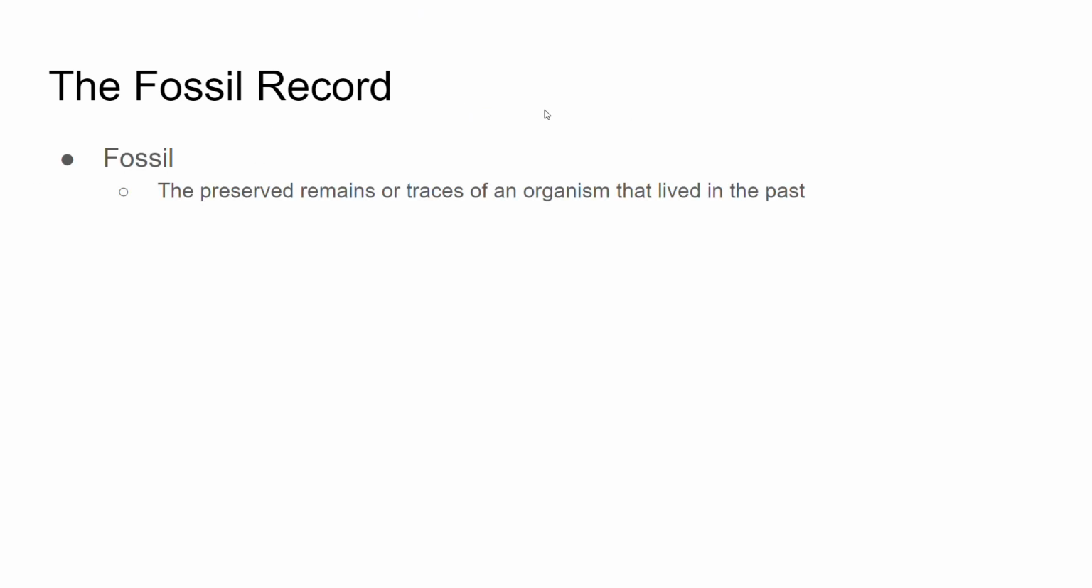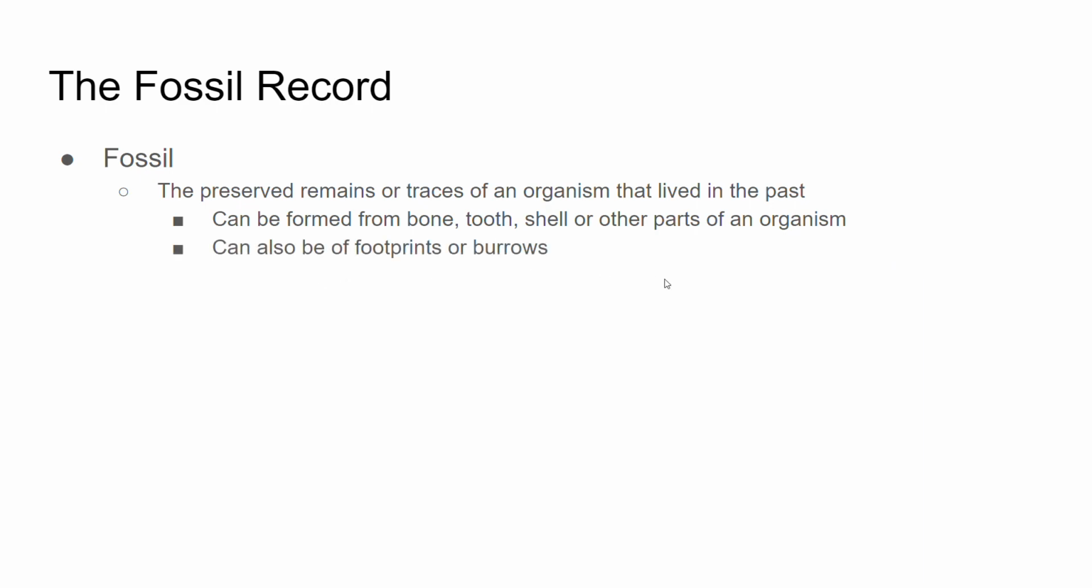First term we got here is fossil. It's a preserved remains or traces of an organism that lived in the past. Again, this should be a word that you know. It can be formed from bone, tooth, shell, or other parts of an organism. It can also be footprints or burrows. Few are complete. It's usually only the hard parts, so you don't really get a fossil with every single bone perfectly intact. Normally, you get a fossil with most of the bones intact. But you're not going to get a fossil with all of the skin and all of the feathers and all of that. It's usually only the hard parts.